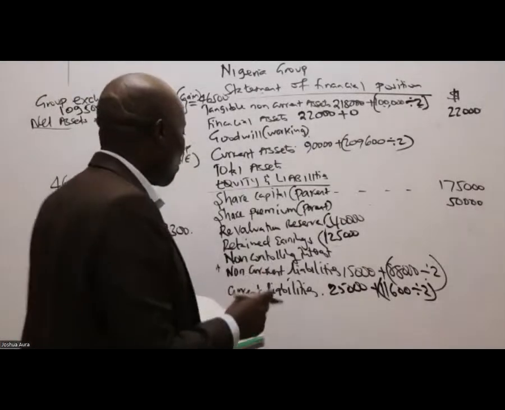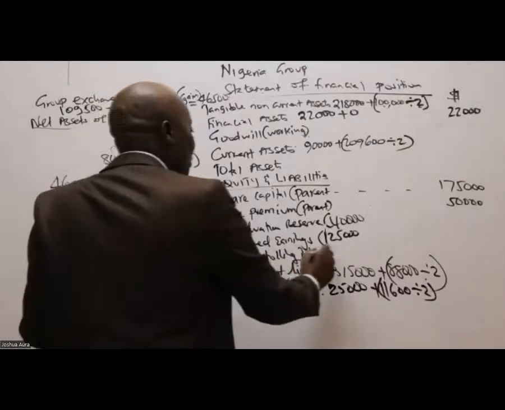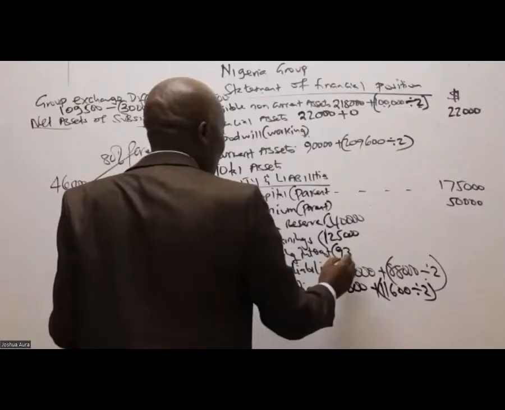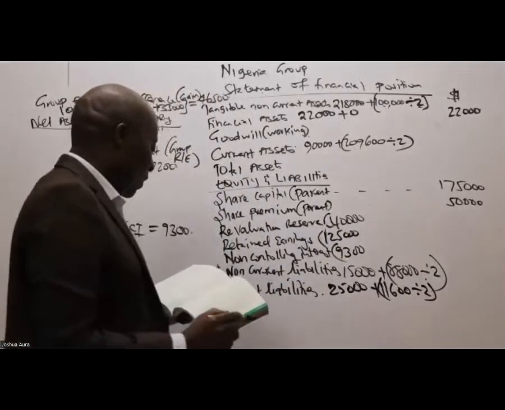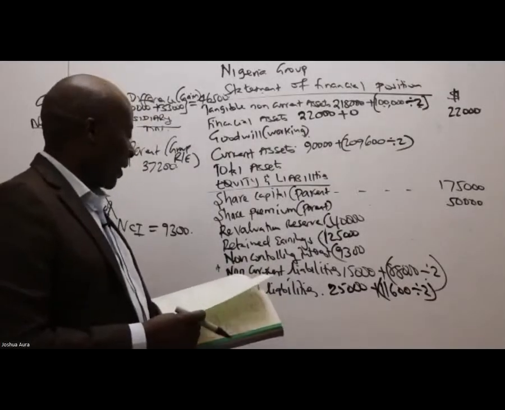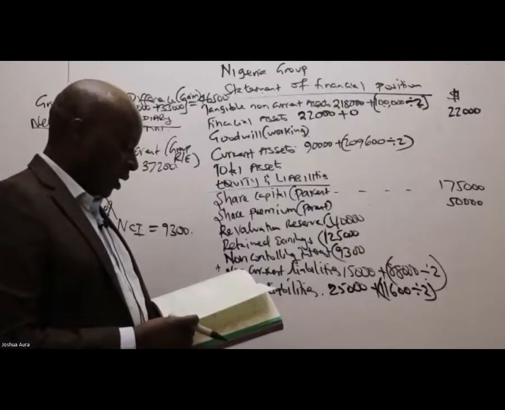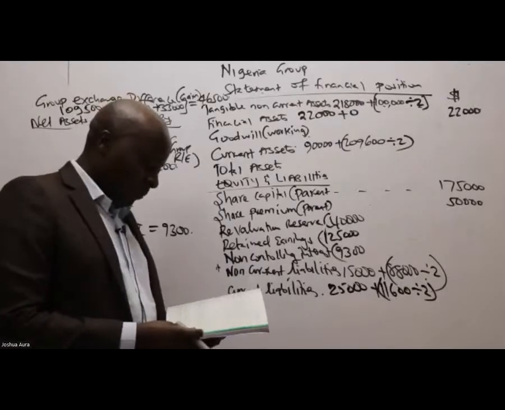So you can start building up the NCI. For this non-controlling interest, please come and put brackets there. Already I can see they have 9,300. I can start that. That's very good. Great.